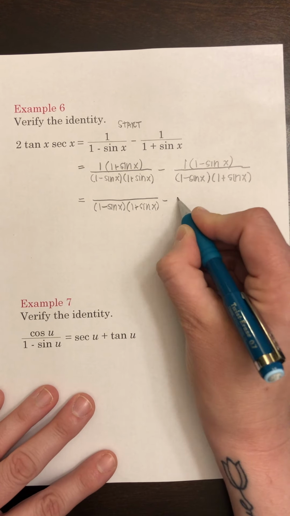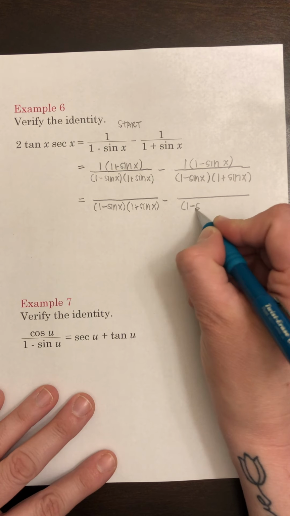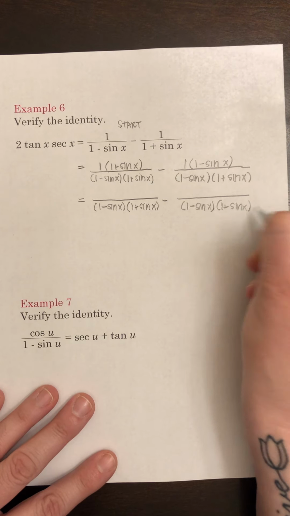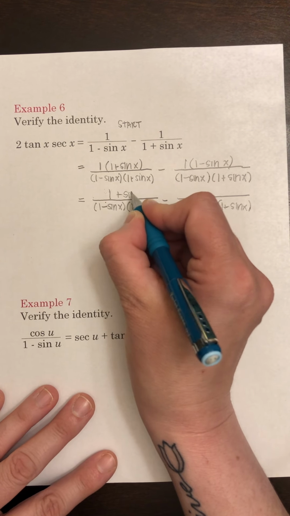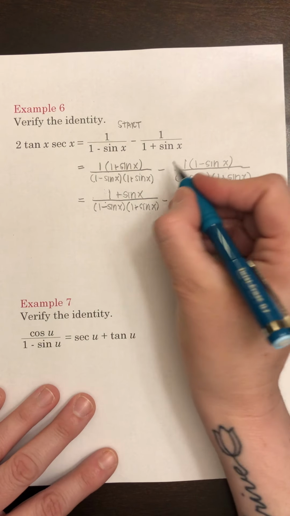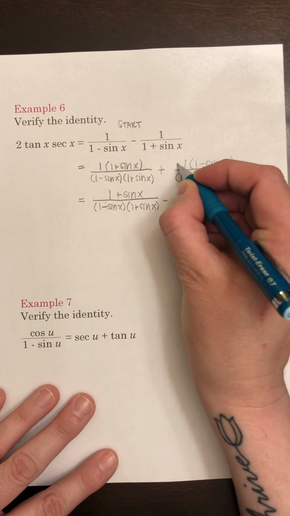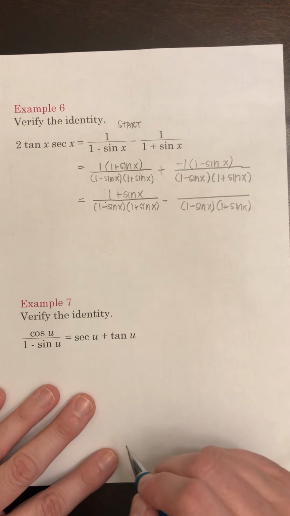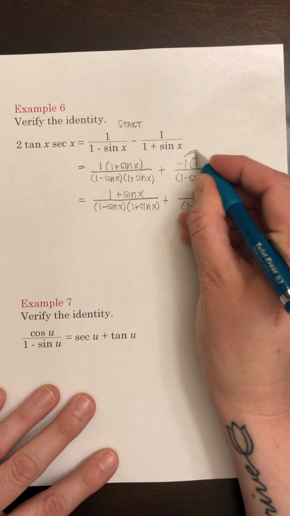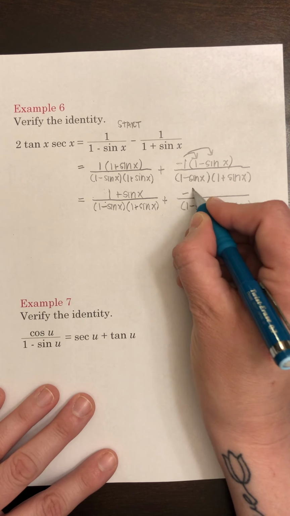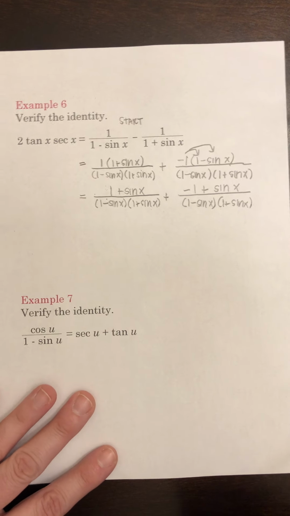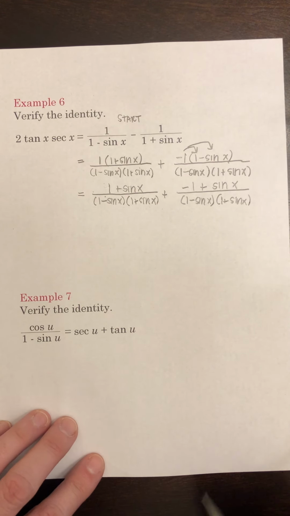So in fraction number 1, I'm going to distribute the 1, which just means it doesn't change it, right? So I have 1 plus sine x as the numerator. In fraction number 2, I'm going to change this minus to plus, add the opposite. So I'm going to change that positive 1 to negative 1, and I'm going to distribute the negative 1. So I get negative 1 plus sine x. How are we doing so far? Hopefully everybody's doing pretty good.